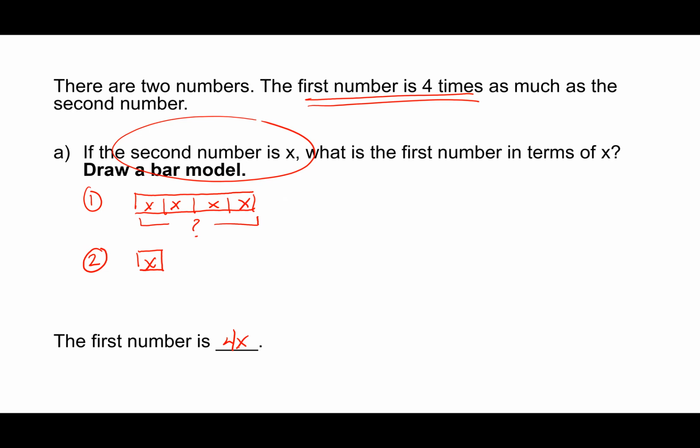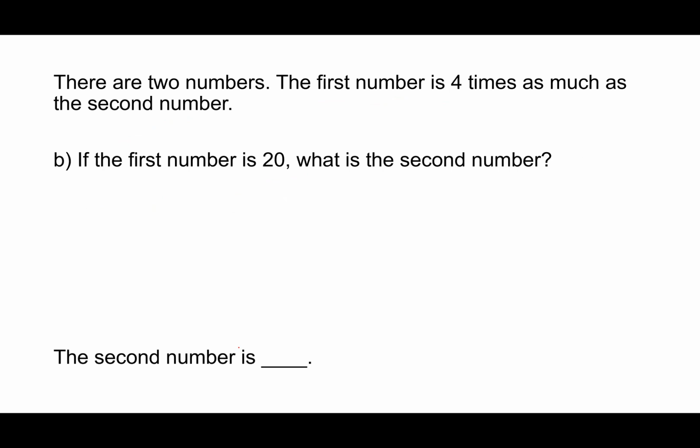You guys can all remember that? What was the first number? 4x, right? Okay. Now, let's write that down so we don't forget it. 4x. Same problem. There are 2 numbers. The first number is 4 times as much as the second number. If the first number is 20, what is the second number?